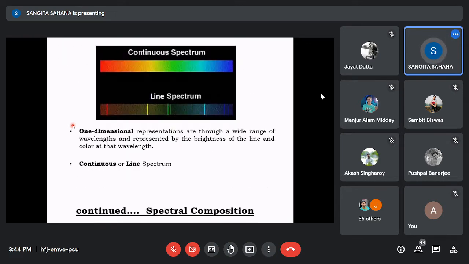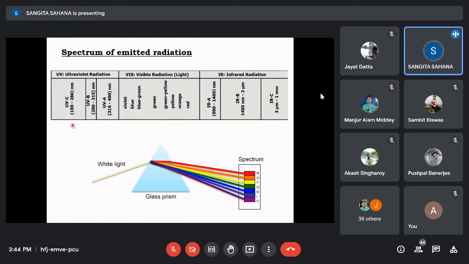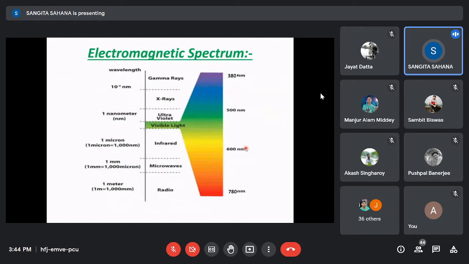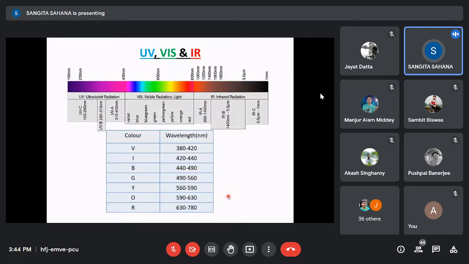You know that in the entire electromagnetic spectrum, there are different kinds of radiation: X-ray, gamma ray, radio wave, microwave, etc. But we can see only the visible part because our eye is responsive to only this 380 nanometer to 780 nanometer. Beyond that, our eye cannot detect the light. So if it's below 380 or above 780, our eye cannot detect that particular radiation. So that's why that's not visible to us.